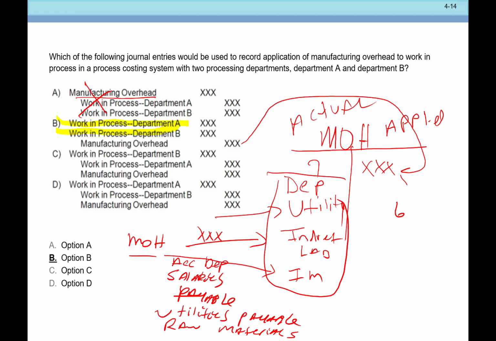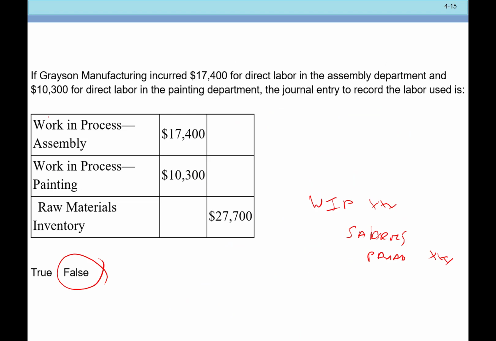Okay, good. So you would go through that process, and then we would apply it based on the predetermined overhead rate, right? And we saw that we apply it to Department A, Department B. Their work in process gets debited, the manufacturing overhead applied gets credited, right? These others are wrong just because they're nonsense. Okay, good. Let's go ahead and take a look at this one.